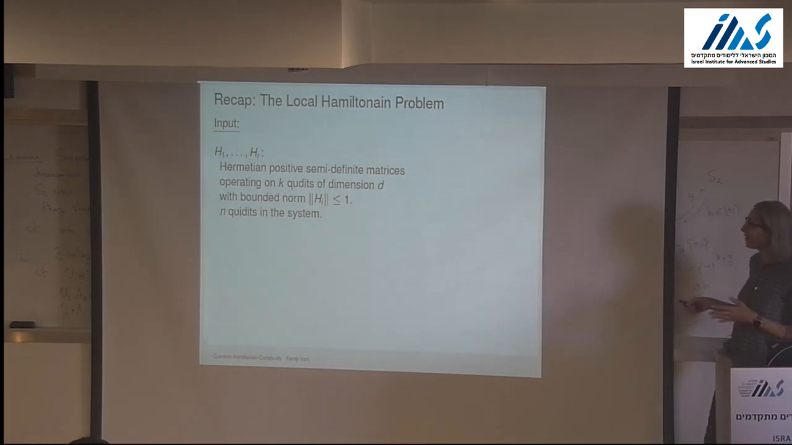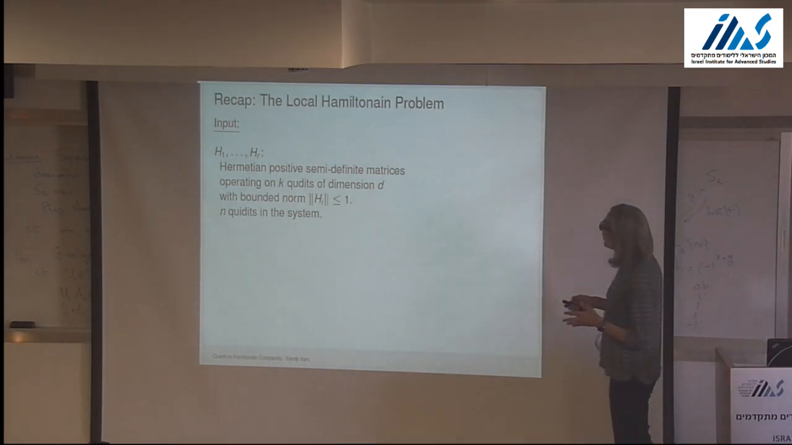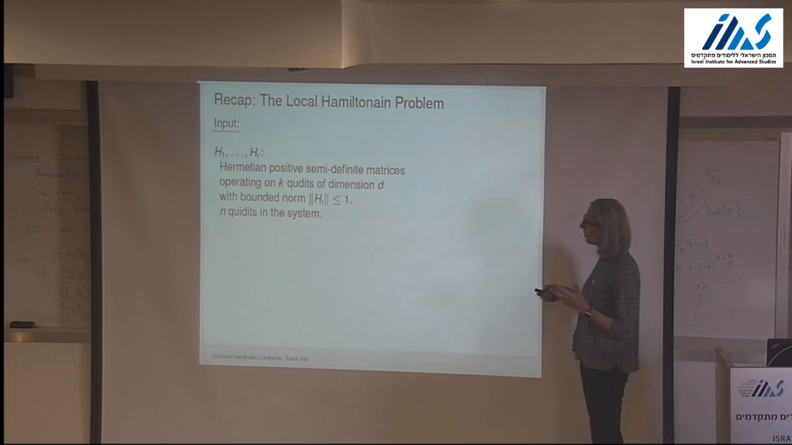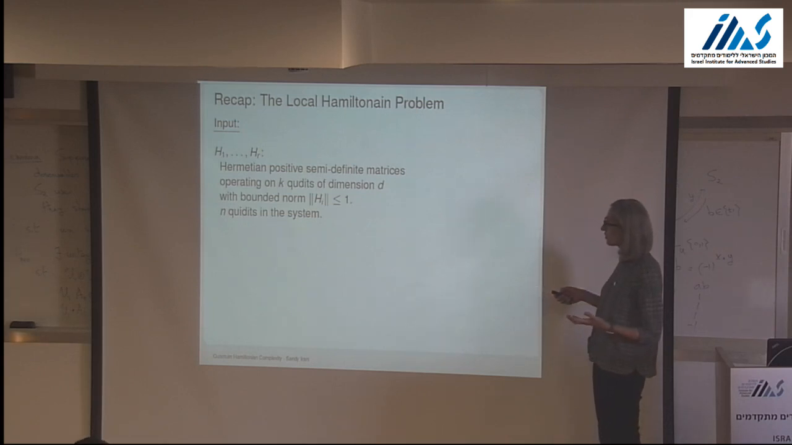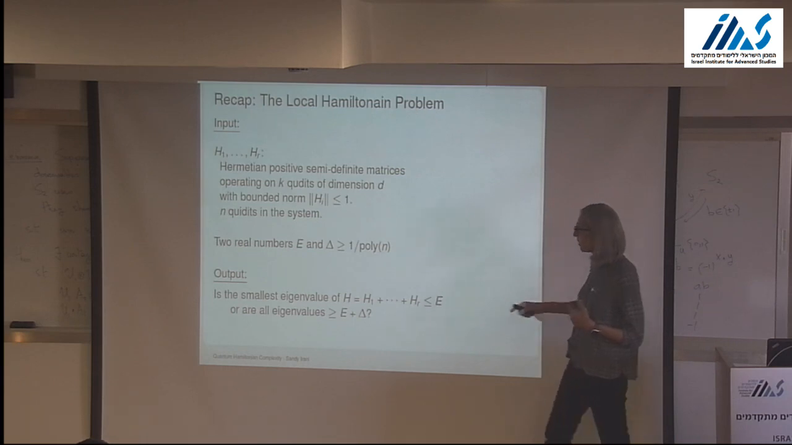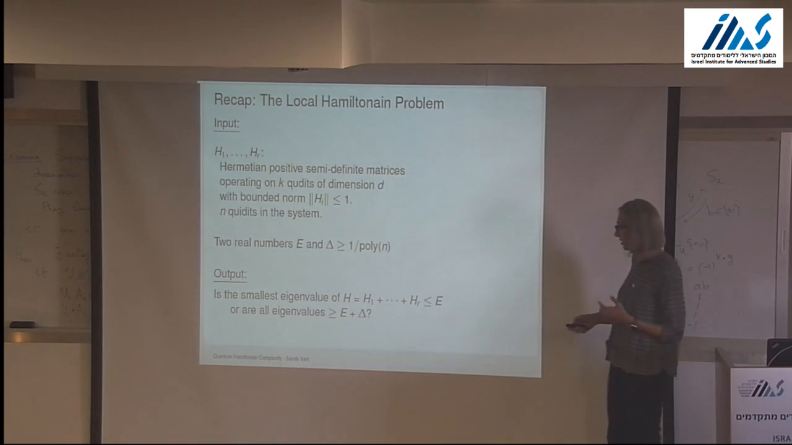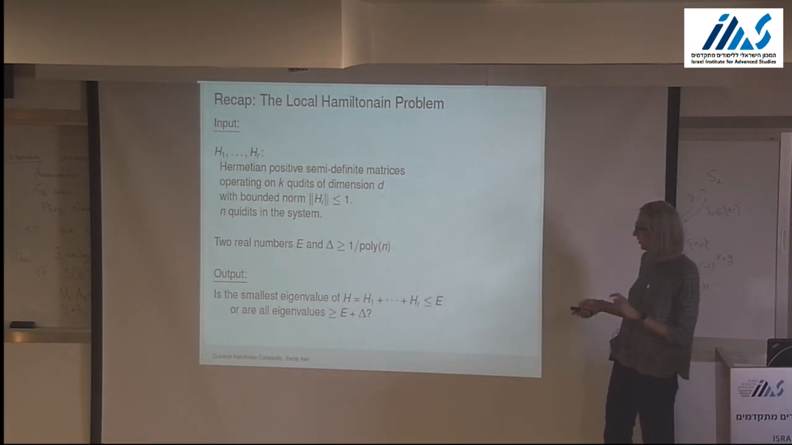So, the local Hamiltonian problem: we're given R positive semi-definite matrices on k qubits of dimension d, so they're a finite number of entries on an n qubit system. We're given 2 real numbers, and we want to know: is the smallest eigenvalue of the sum of the terms applied to this n qubit system less than e or greater than e plus delta, where our margin delta is at least 1 over poly.